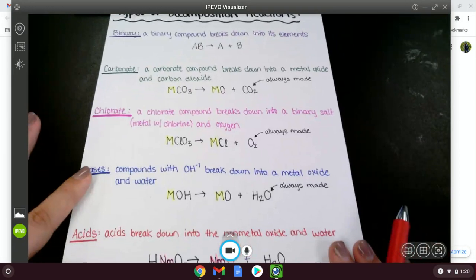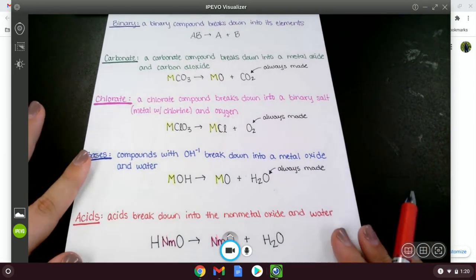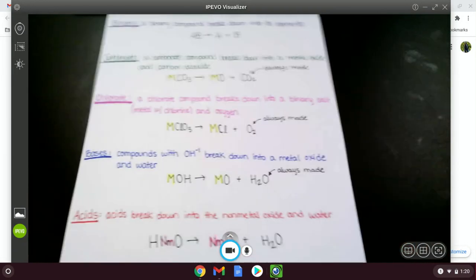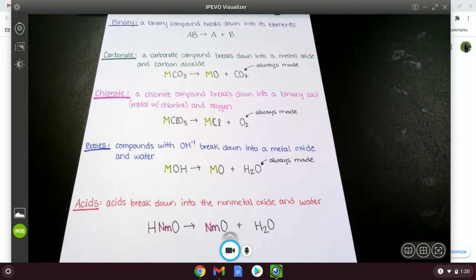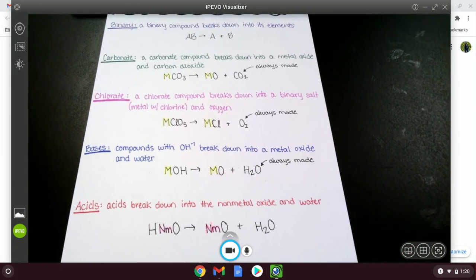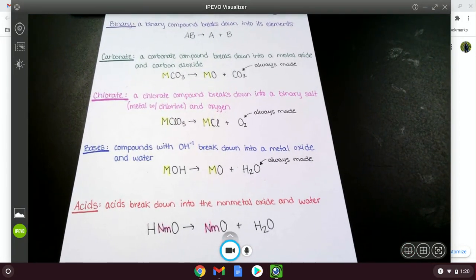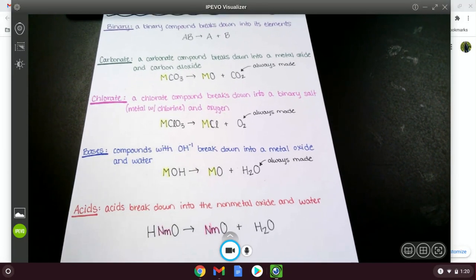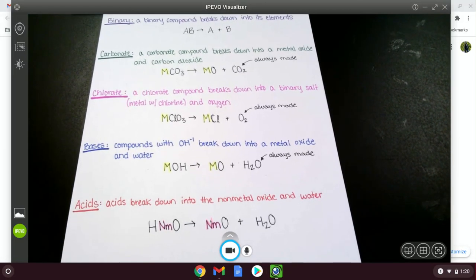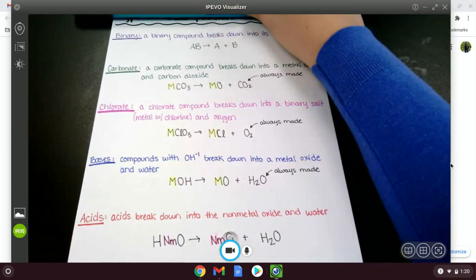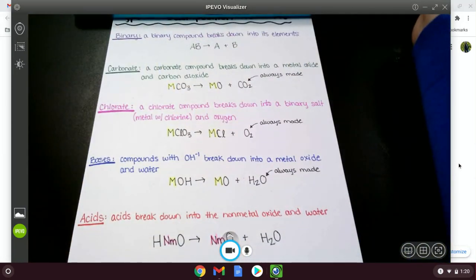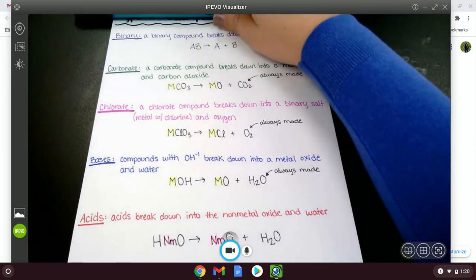So for my A levels, let me try to get everything in here. These are the 5 types of decomposition reactions. You want to take detailed notes on these 5 patterns because this will help you as you're solving for these problems. Okay? So if I were you, I would pause the video so you can take really nice notes.